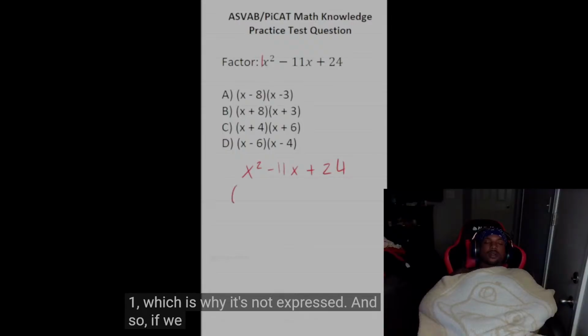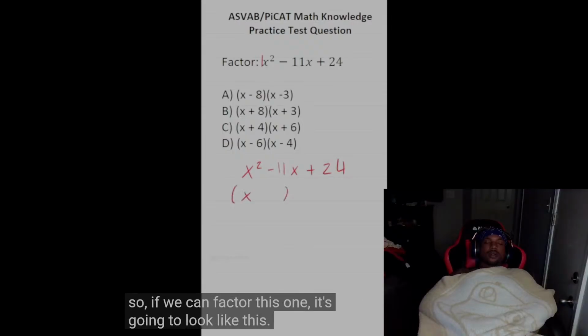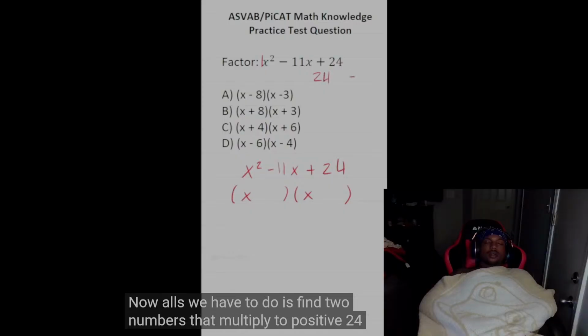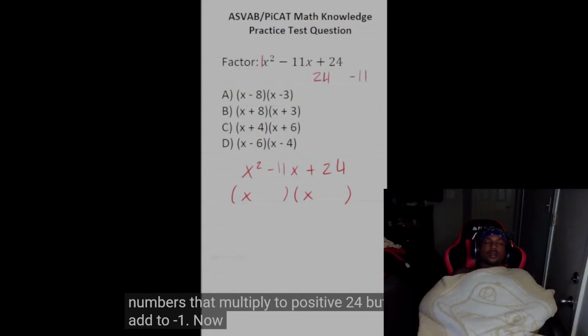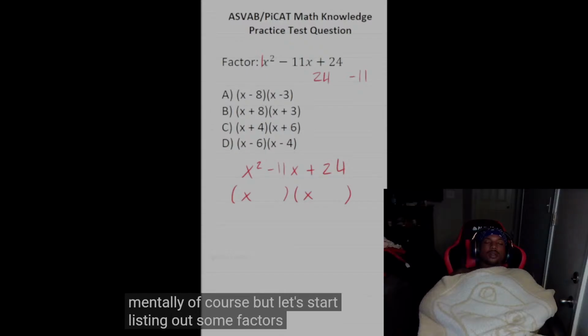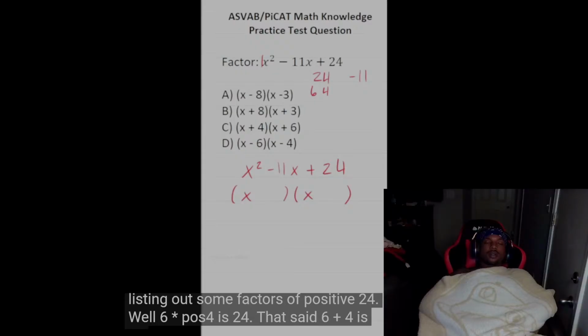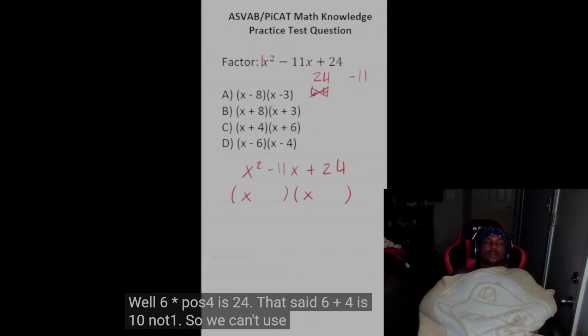And so if we can factor this one, it's going to look like this. X times x like so. Now, all we have to do is find two numbers that multiply to positive 24, but add to negative 11. Now, many of you could do this mentally, of course, but let's start listing out some factors of positive 24. Well, 6 times positive 4 is 24. That said, 6 plus 4 is 10, not negative 11, so we can't use these two.